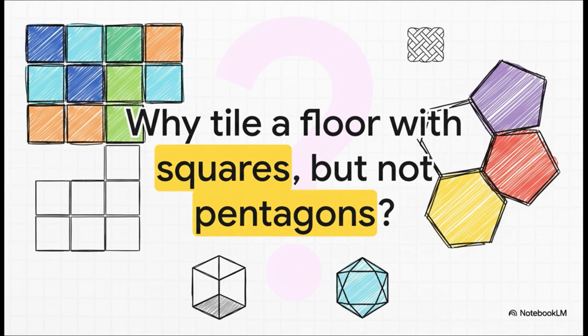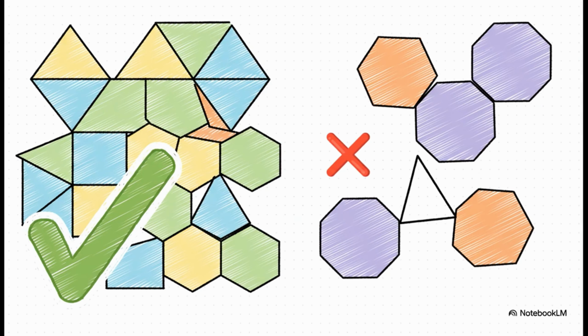Just think about any tiled floor you've ever seen. It's almost always made of squares, maybe some rectangles, but have you ever seen a floor tiled with pentagons? Five-sided shapes? Probably not. And there's a very real mathematical reason for that. They just don't fit together. It turns out there are only 3 regular polygons that can tile a flat surface all by themselves. You've got your triangles, your squares, and your hexagons. That's the list. Shapes like pentagons and octagons, they're always going to leave gaps, no matter which way you turn them.